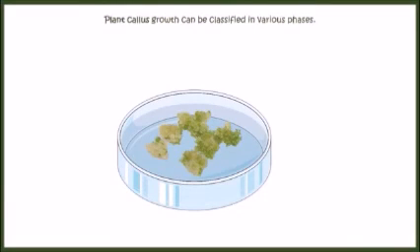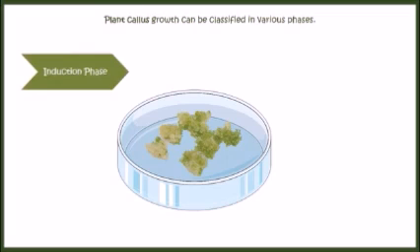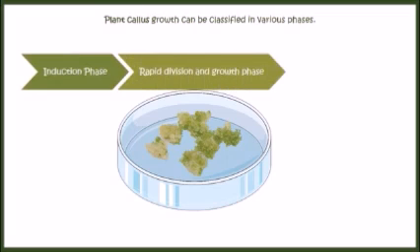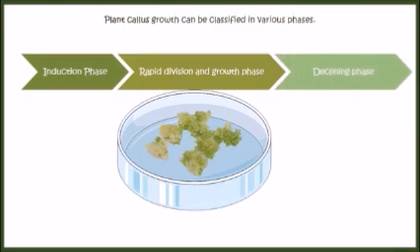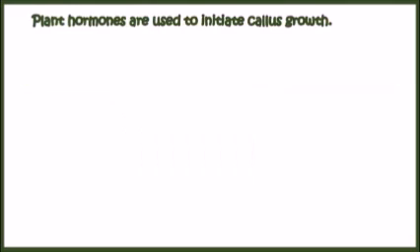So callus growth has at least three phases. First of all, the induction phase. Second, the rapid division and growth phase, more or less like a log phase. And then ultimately there would be a declining phase where the callus is no longer growing and there could be infection in the callus due to the scarcity of media and nutrients.